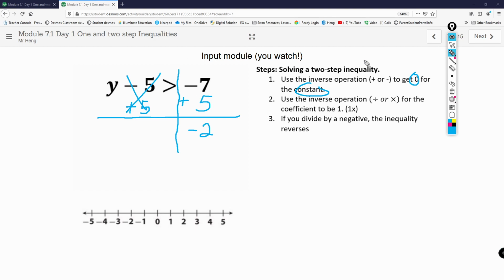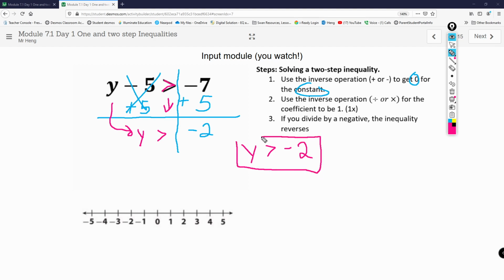So now you've got to bring down the y. You've got to bring down the y. And then you've got to bring down that greater sign. This is the greater sign, okay? So now you've got y is greater than negative 2. I hate this line here, so I'm just going to rewrite that: y is greater than negative 2 right here. So this is your answer.